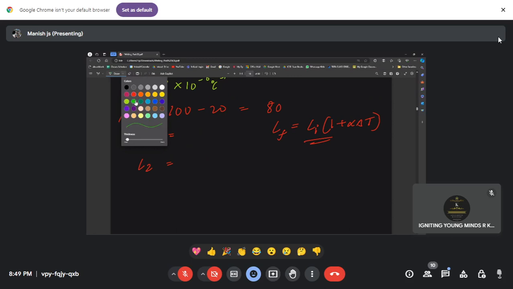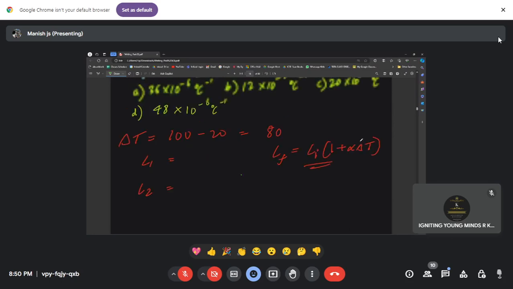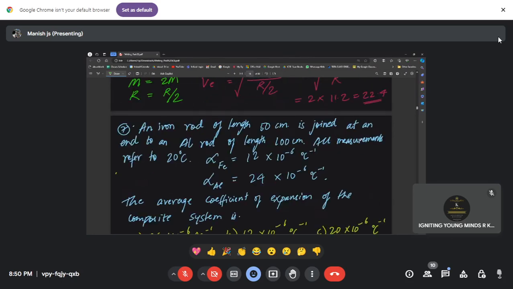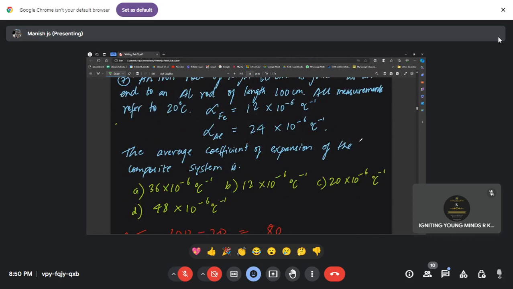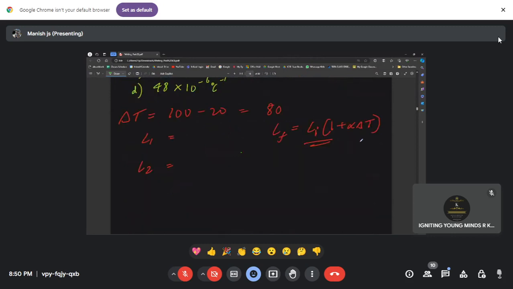Initial lengths are given. Initial length for the iron rod is going to be 50, right? And for the aluminium rod it is going to be 100. So provided this, you have to calculate, children. You go and substitute and find out what L1 and L2 are.